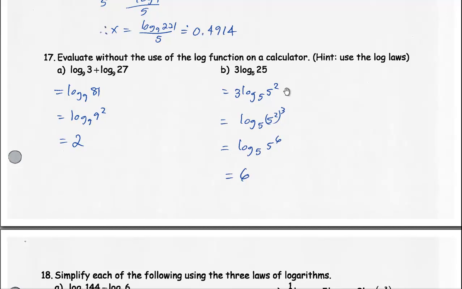For B here, let's use the power law to bring that 3 up and write it as 25 to the power of 3. I'll also write the 25 as 5 squared, and the reason I would do that is because then the base is the same number. And so my 5 squared becomes cubed when I bring the 3 up. So power over power, you multiply the exponents, so this would be 5 to the power of 6. And very similar to this one, the base of 9 and the 9 were the same. So these two bases are the same, so that would equal 6.